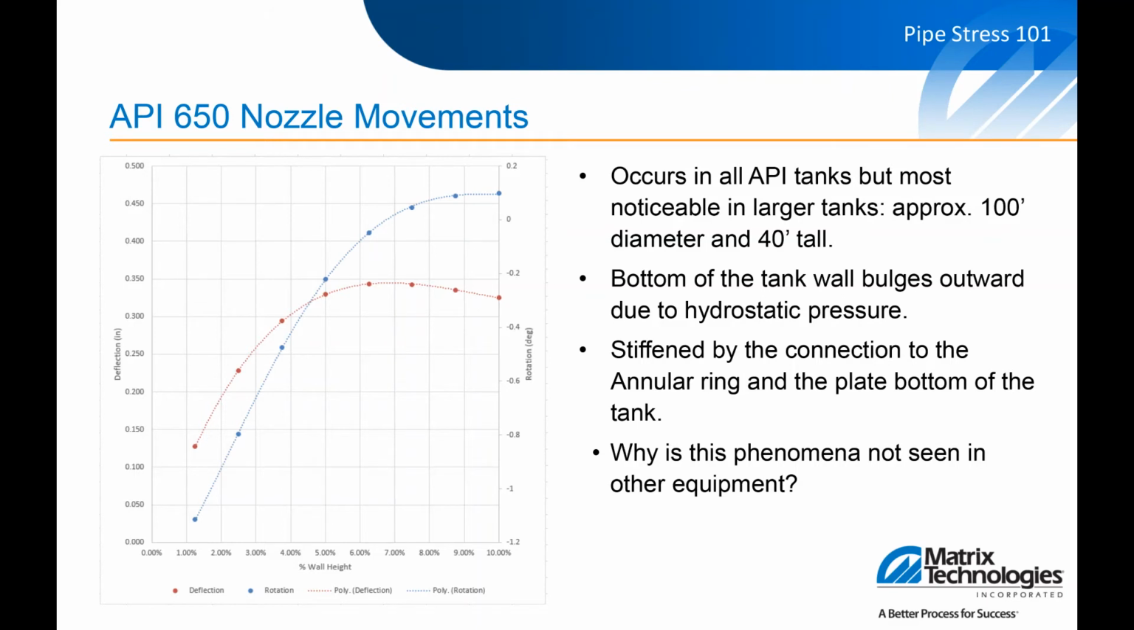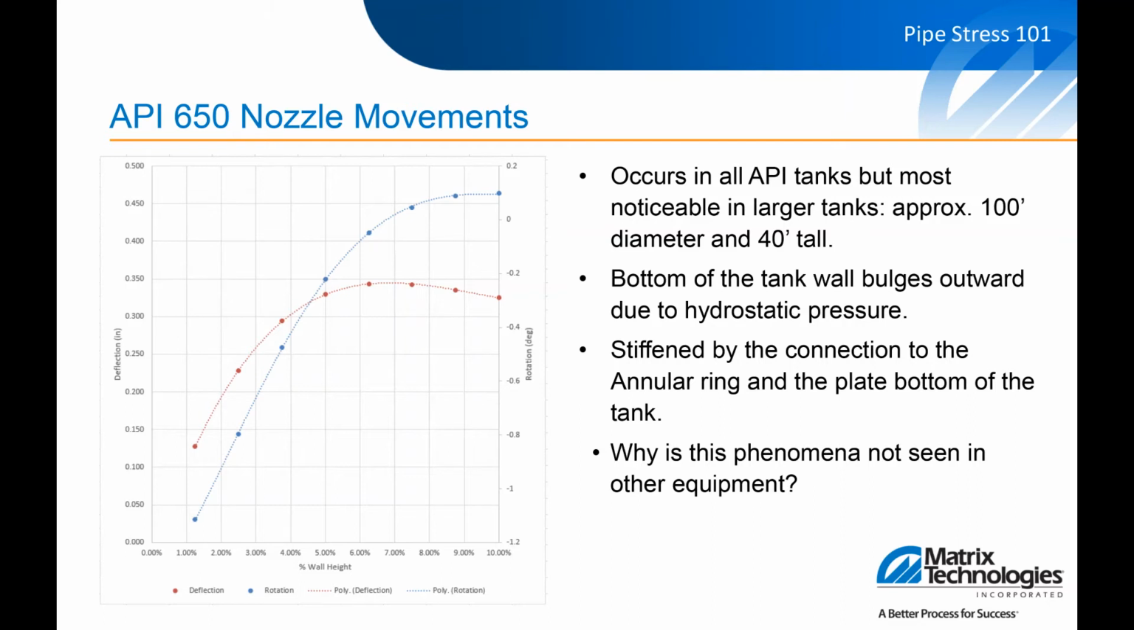What we've done: this is a plot, and you probably can't see these down here, but the red is deflection, and each of these points is in 6-inch increments from the bottom of the tank. Blue is rotation. We recommend looking at any connection in the bottom 10%. As you can see, the deflection kind of levels off and the rotation kind of levels off. This point here, with this 40-foot tank, is at the 4-foot point, so 10% up.